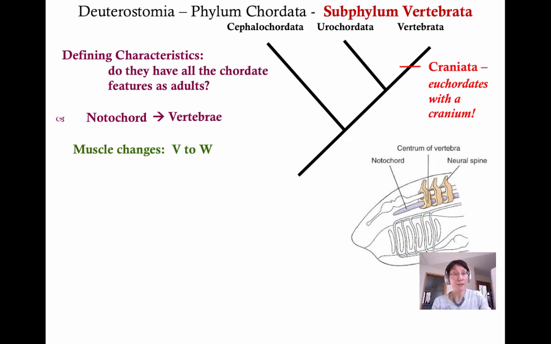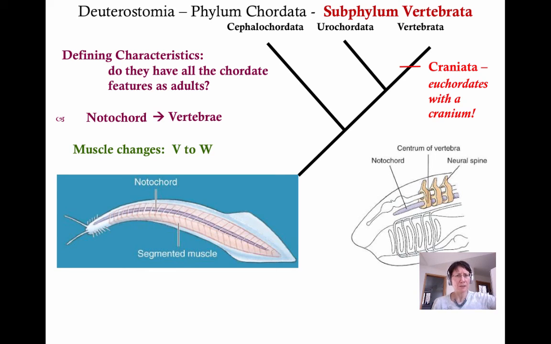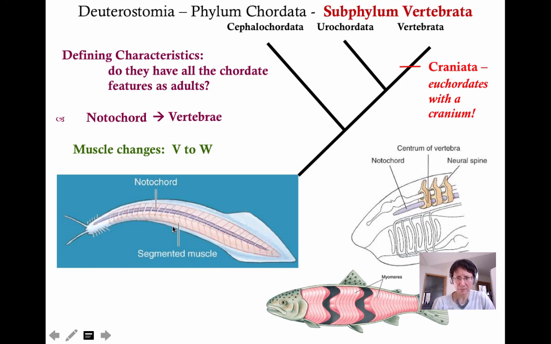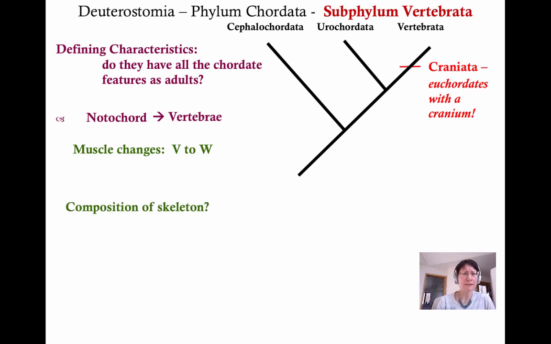What's also associated with this, by the way, is a change from a V-shape muscular structure to a W shape. So in some of the ancestral taxa, you have muscles like this that are attached to the notochord, and they form this V shape. But then later on, you get this much more complicated W shape that gives much more strength to the organism for locomotion and much more flexibility as well. Some other changes: the composition of the skeleton is clearly ossified.